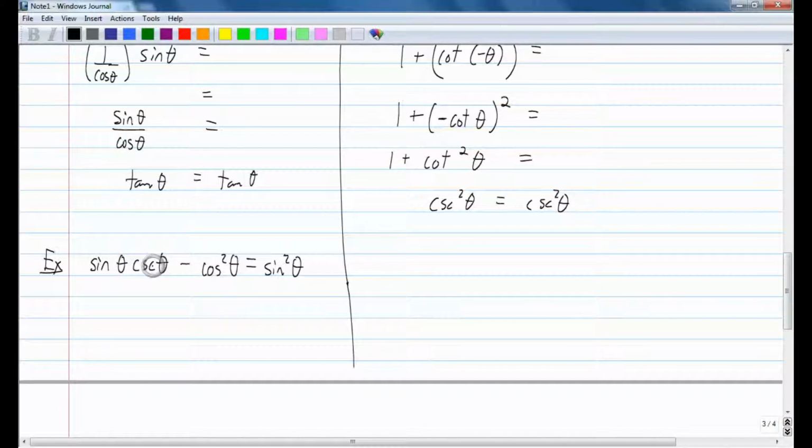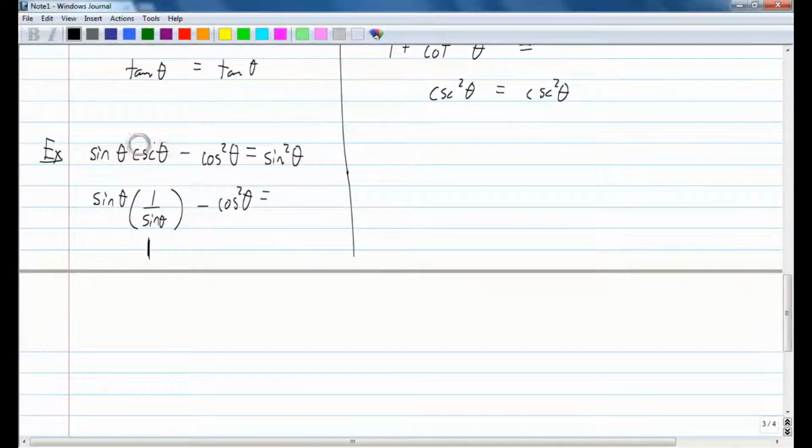Sine of theta times cosecant of theta. These two trig functions are reciprocals. What happens when you multiply something times its reciprocal? You always get one. Even if it's 2/3 times 3/2, those are reciprocals. You get one. You can think about it like this if it helps you. Cosecant of theta is 1 over sine theta. So I'd have sine of theta divided by sine of theta. So you get 1. Either know that multiplying reciprocals gives you 1, or apply the reciprocal identity, and then you'd have sine of theta times 1 over sine of theta, which is 1.